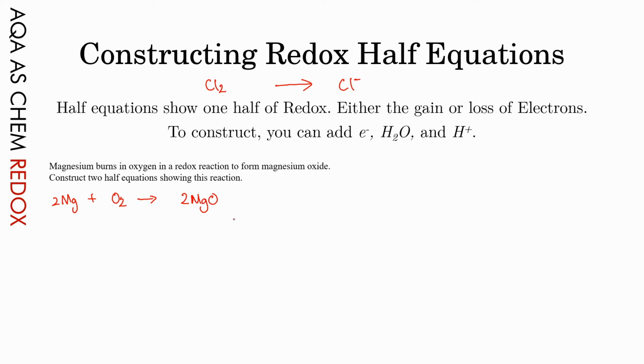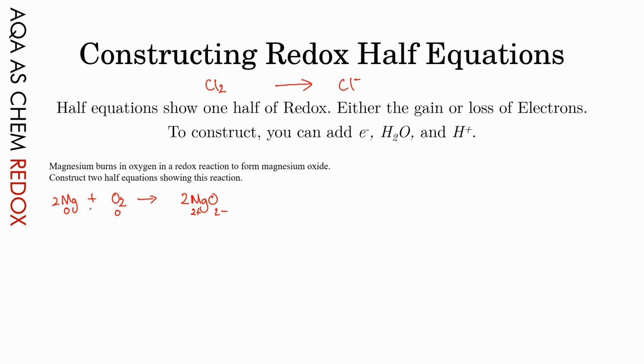Yep, there we go. I think that's it. Construct two half equations showing this reaction. So if we look at the oxidation numbers, magnesium goes from 0 to 2+. Oxygen goes from 0 to 2-, because remember, elements are 0.